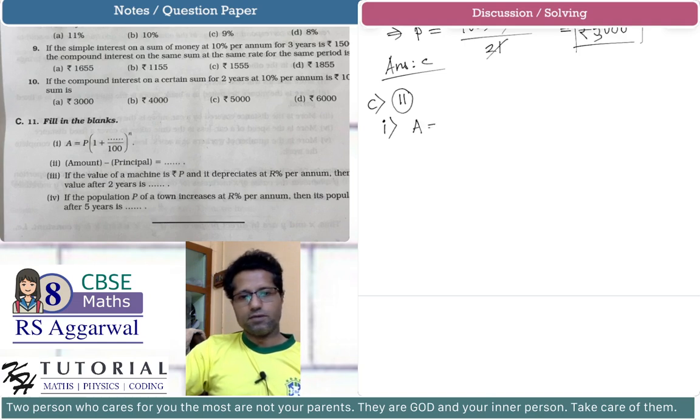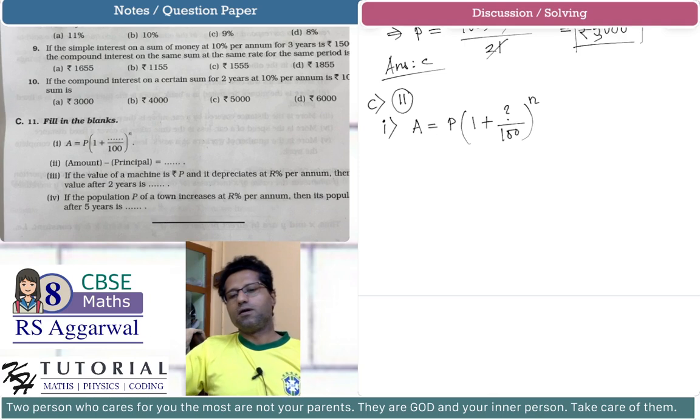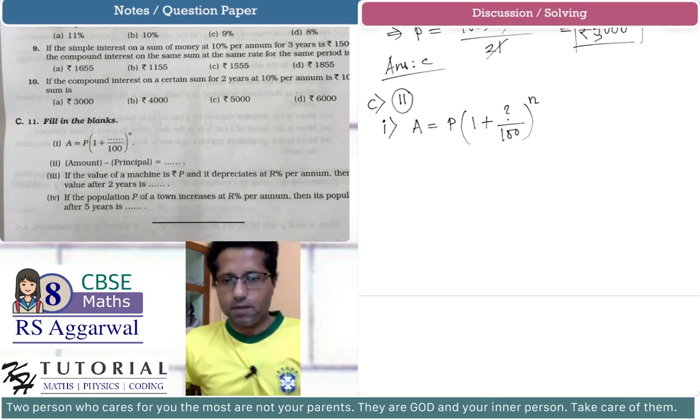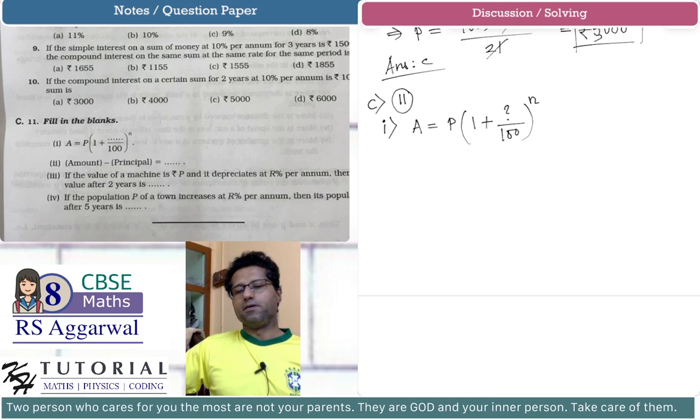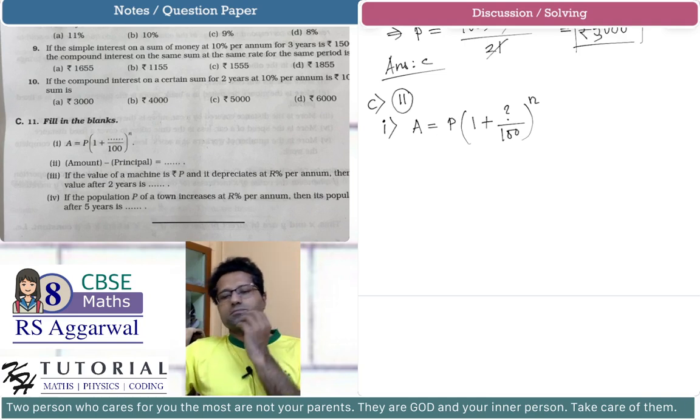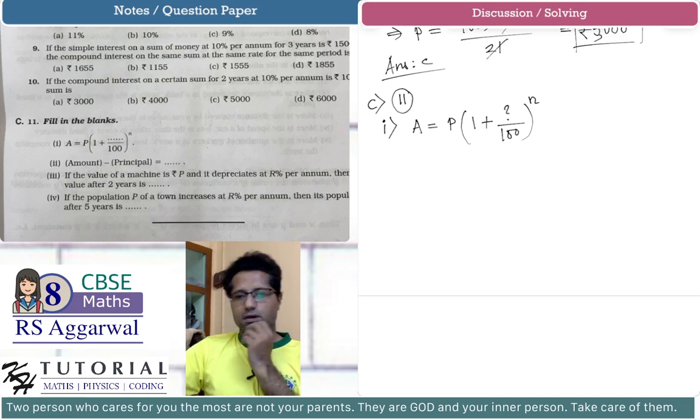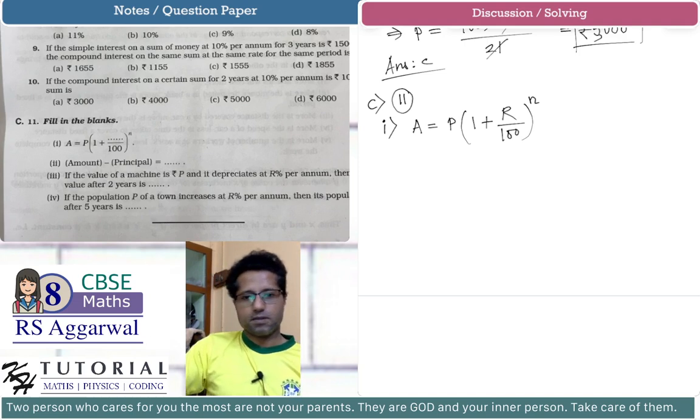A formula is given: A is equal to P multiplied by 1 plus, we have to fill this question mark, divided by 100 to the power n. This is the formula for finding the amount on the principal P for n years, where the question mark should be rate percent per annum. So this is a very trivial question. It should be very easy.